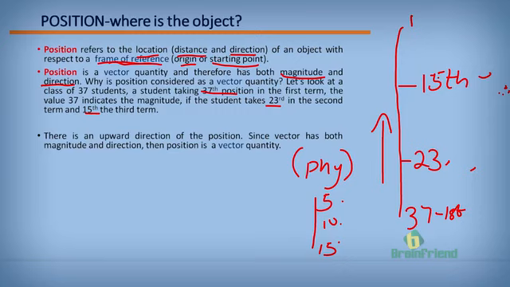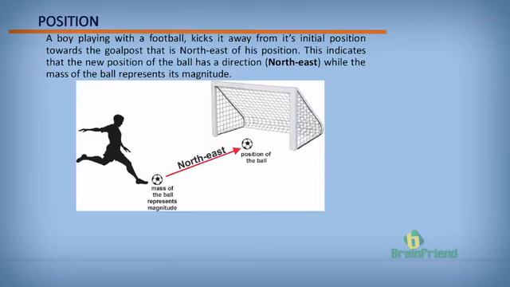In physics, as I said before, we use the Cartesian plane, which is an x and y axis, to demonstrate the frame of reference of a particular position. To explain position further, let's consider a boy playing with a football. He kicks it away from its initial position towards the goal post. It is northeast of his position. This indicates that the new position of the ball has a direction, northeast.